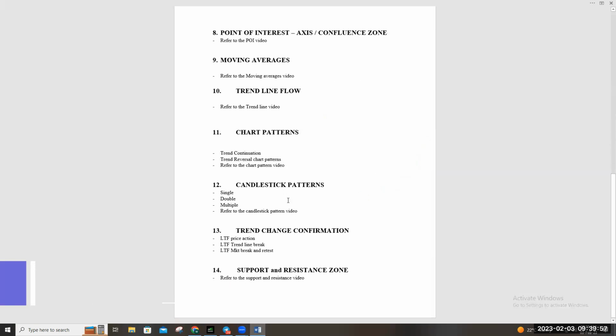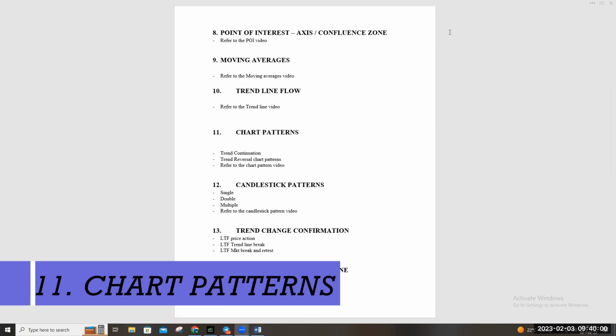Quality number 11 is what we call chart patterns. Now, there are different types of chart patterns.